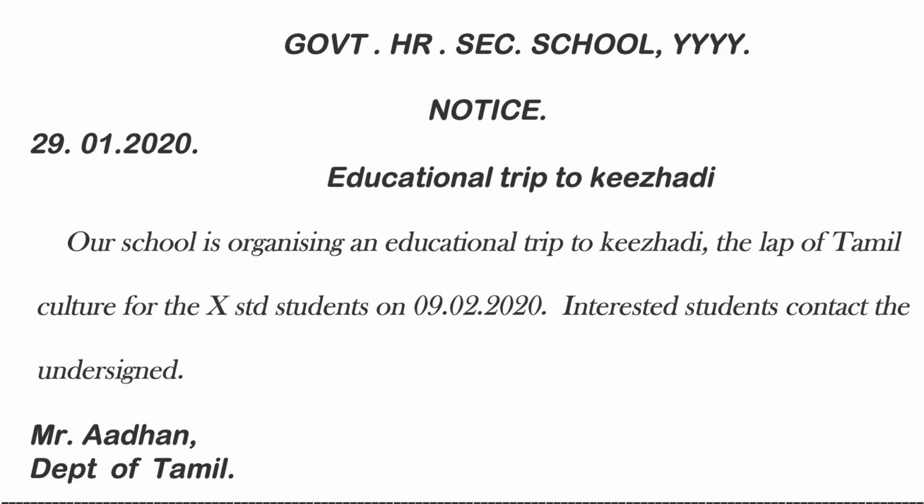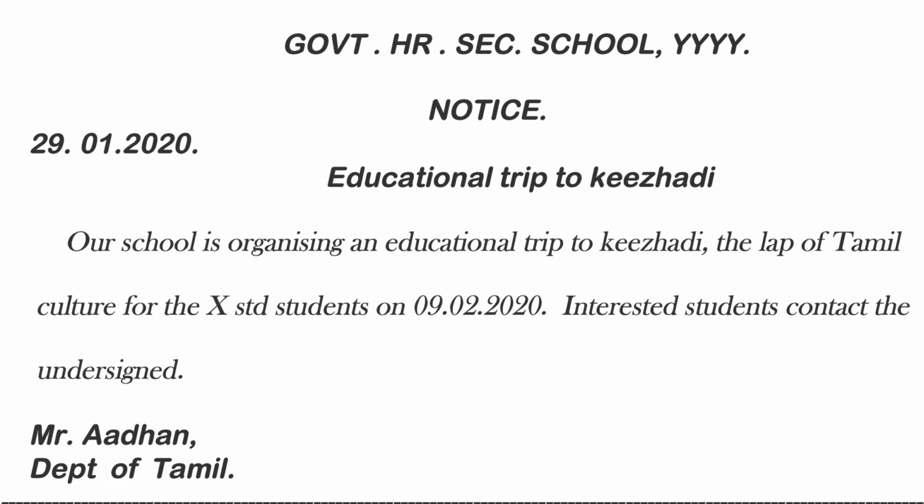In the fourth line you can write the title, or you call the caption, Educational Trip to Q.No. And you can underline it. Underline the caption, right? So in the next line you can start with the content. Our school is organizing an educational trip to Q.No., the lab of Tamil culture for the 10th standard students, on 9/2/2020. Here, if you watch, the 10th standard students is the target group. So the notice is for the 10th standard children.